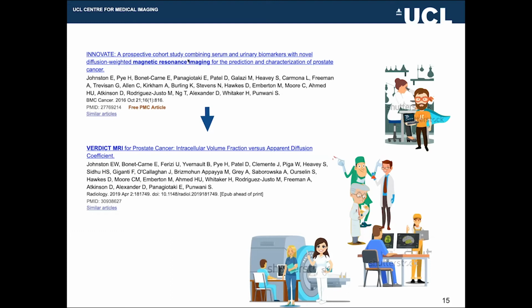And that's this INNOVATE trial, and this is the protocol paper from 2016. We've just finished recruitment into that, and published our early repeatability results from it to demonstrate that the imaging biomarkers are repeatable and reproducible, and early proof of concept demonstrates that they differentiate different Gleason grades. That was published in 2019.